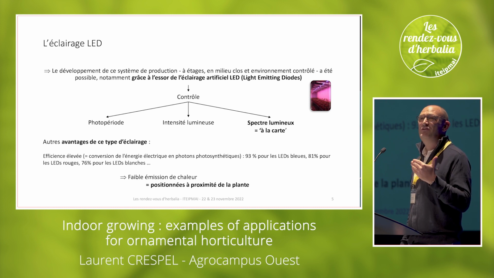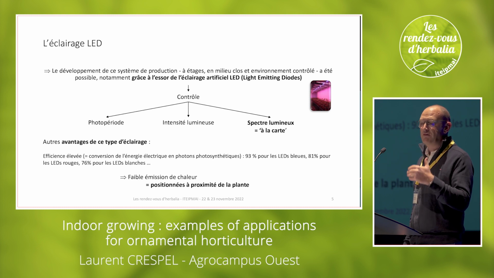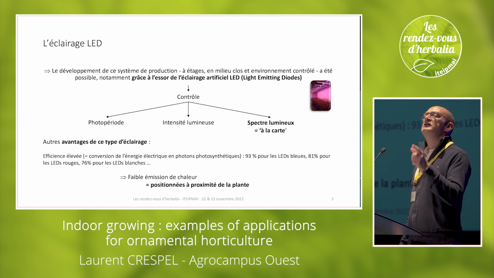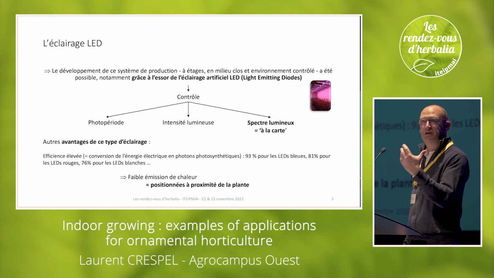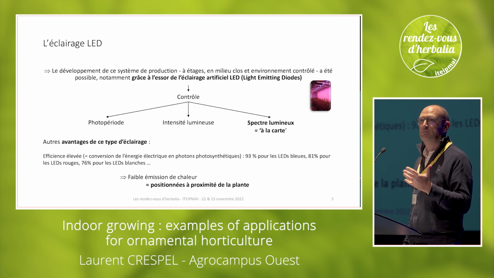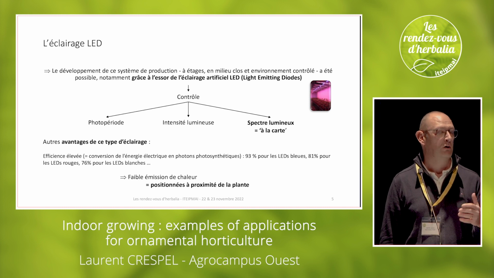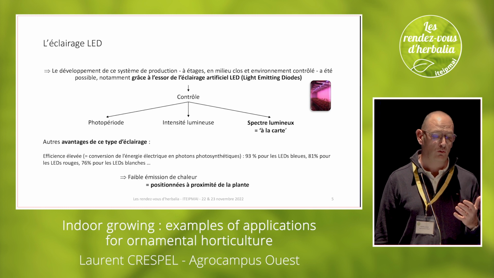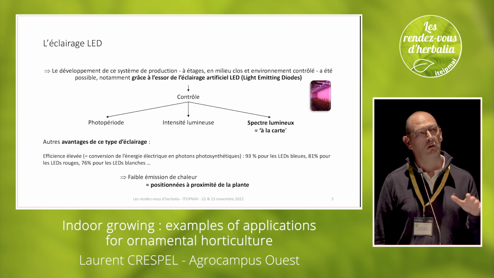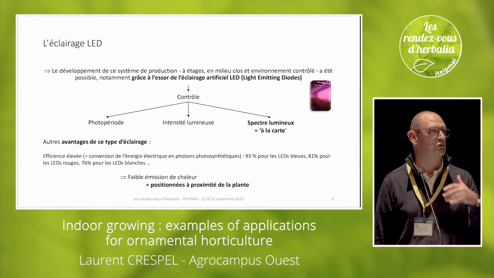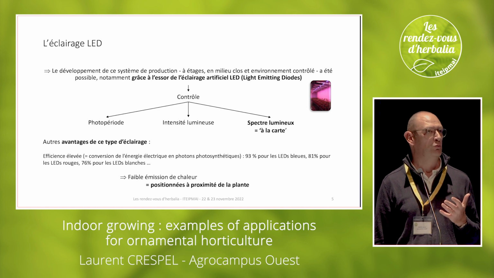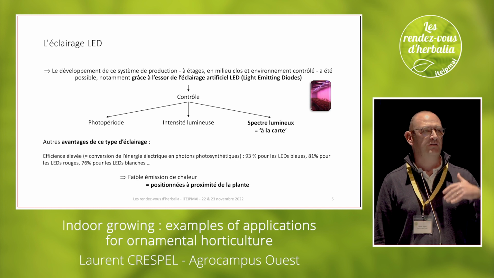Other advantages of this kind of lighting is the high efficiency. Sorry, I said low efficiency, but I wrote down high efficiency. The conversion of electrical energy in photosynthetic photons, that is to say, useful light for the plant, is way higher with LEDs compared with sodium vapor lamps. I read in the literature that for blue LEDs it was 93% of efficiency, red LEDs 81, white LEDs 66%. But discussing with suppliers of lightings, they tell me it's overall 75% no matter the color of the spectrum. But still compared with sodium vapor, it's about 40% better, which is really good.